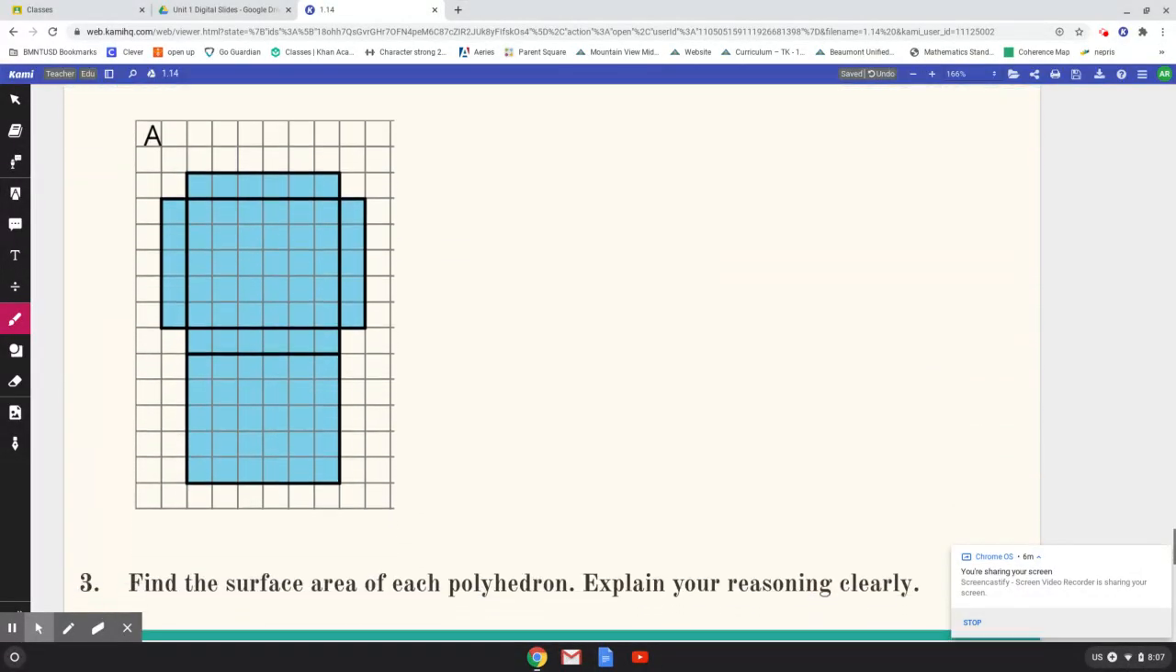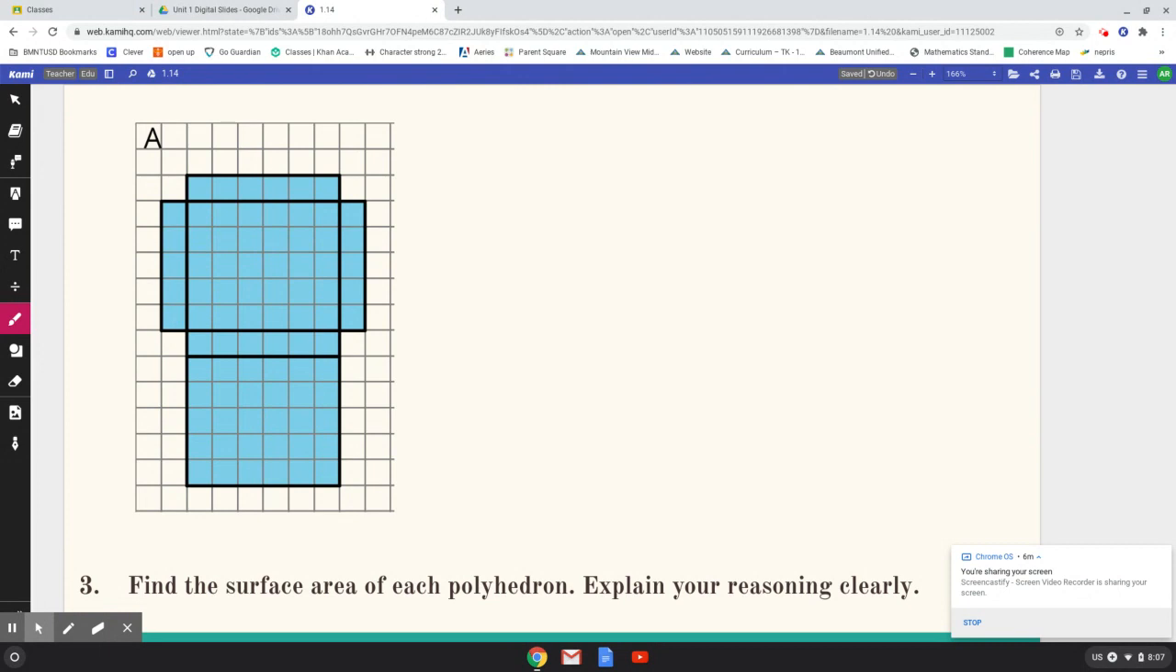All right, so now we're going to find the surface area for A. If you were to count these, this would be 1, 2, 3, 4, 5 by 6. So we're going to find the area of those two first. 6 times 5 is 30. So this one's 30, but remember that it has a pair. So this one's also 30. So there are two 30s that we're factoring in.